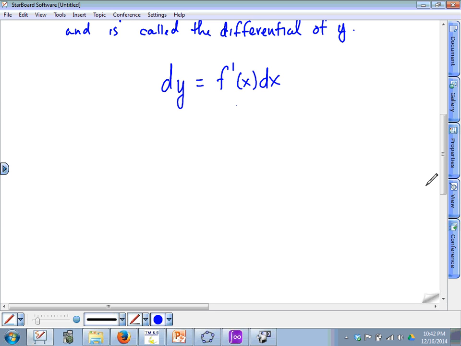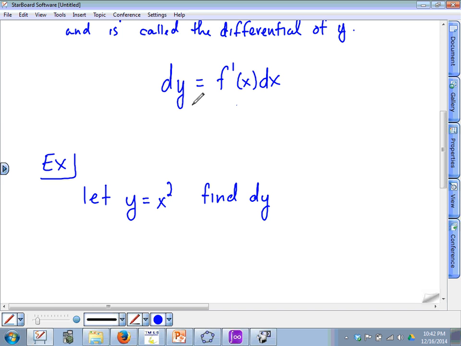So just a quick illustration here of how this can work. Here's an example. So let y equal x squared. Find dy, so we're going to use this formula right here. Find dy when x is equal to 1 and dx is 0.01.